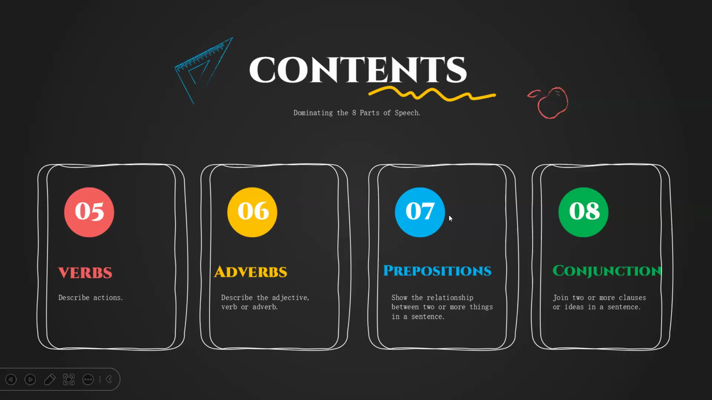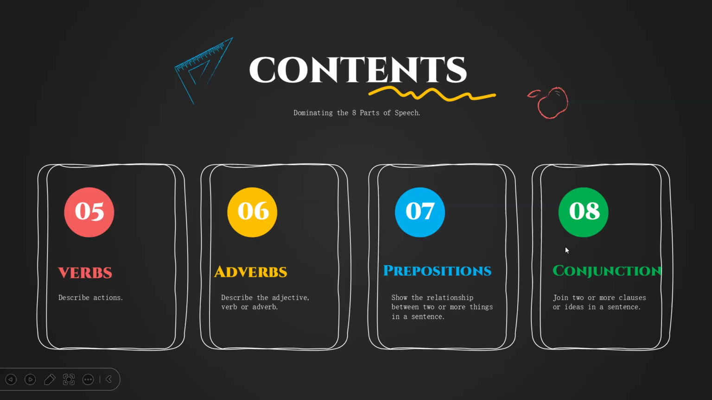Perfect. Our seventh part of speech is what we call prepositions. Prepositions show the relationship between two or more things in a sentence. For example, the cat is the table. If I were to say that, then it would not make any sense. I would have to tell you the location of the cat. So I can say the cat is sitting on the table. The word on is a preposition and it's telling us where the cat is located.